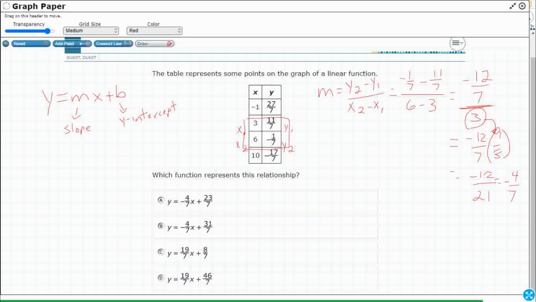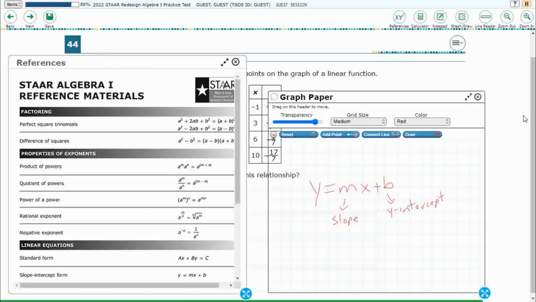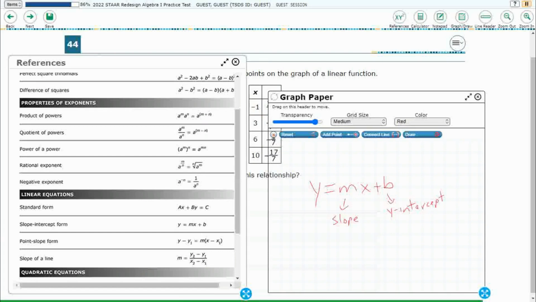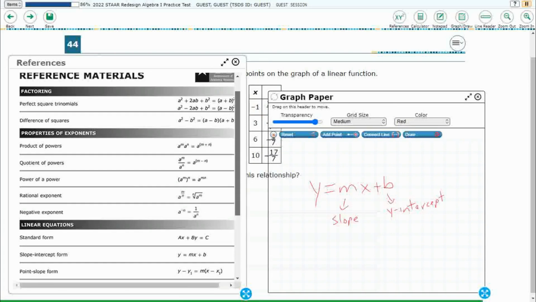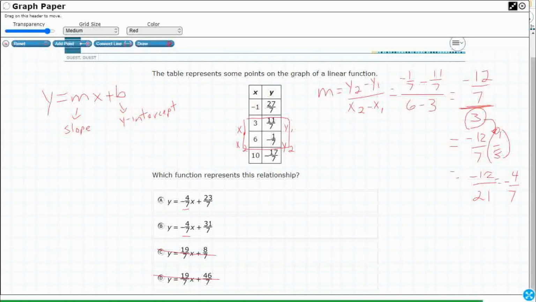Negative 4/7. So I'm looking at A and B. C and D are now out of the picture. I'm just looking at my y-intercept. So we've got a few different options. I'll show you what's on the reference materials here. Point-slope form. That's going to be right above the slope of a line. See that down at the bottom? The y minus y1. You can also just put in slope-intercept form and plug in some numbers.